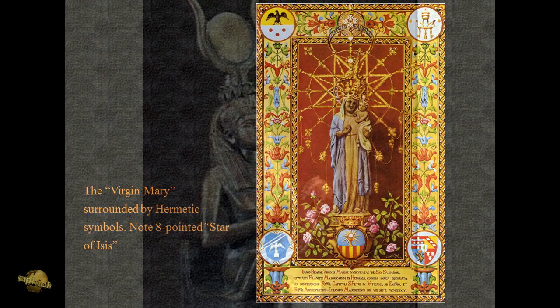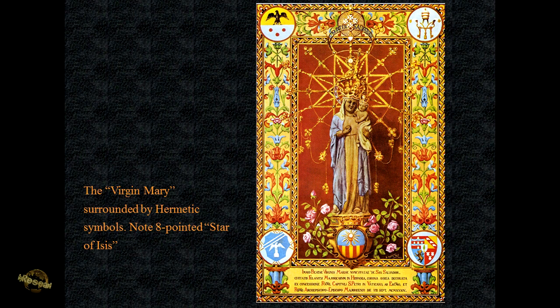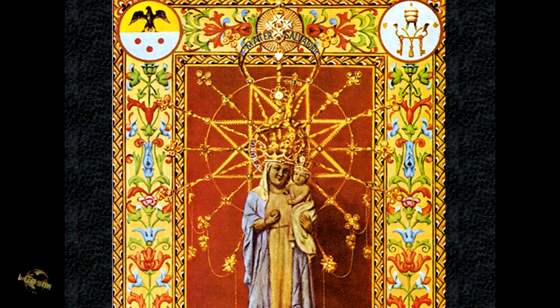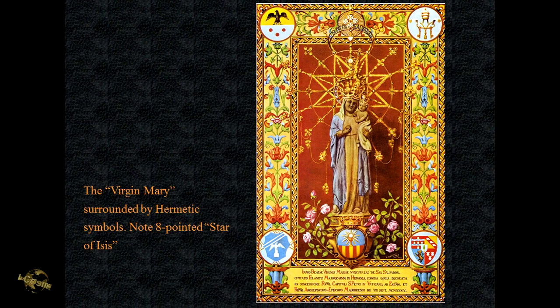Here is the Virgin Mary. Look at the image there. It's not a big stretch to say that's nothing more than a Christianized Isis. Note the eight-pointed star of Isis. That eight-pointed star was traditionally associated with Isis and the planet Venus. So whoever designed this was obviously schooled in the occult interpretation of these Christian symbols.